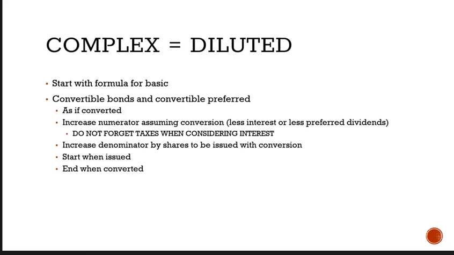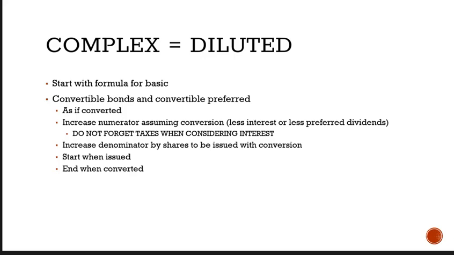Now, do not forget taxes when considering interest. $100 of interest really only costs you, with current tax rates, $80, because you get to save taxes on the amount you pay in interest. So the tax rate right now for corporations is 21%, so you literally save $21 for every $100 of interest you pay. So really that interest only costs you $79. So make sure that you can deal with the taxes when you assume that they're converted.